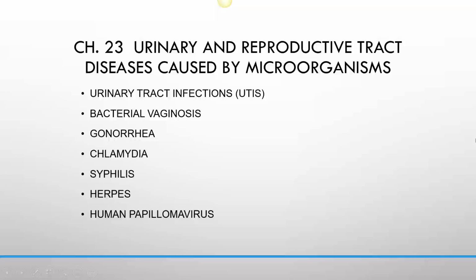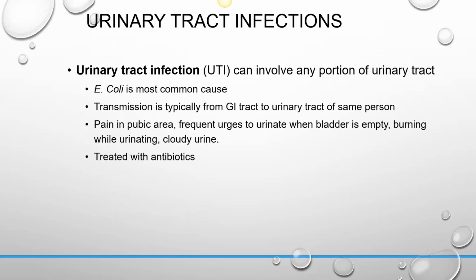So for the last lecture of the semester, we're going to talk about urinary and reproductive tract diseases that are caused by microorganisms. These include UTIs, bacterial vaginosis, gonorrhea, chlamydia, syphilis, herpes, and human papillomavirus.